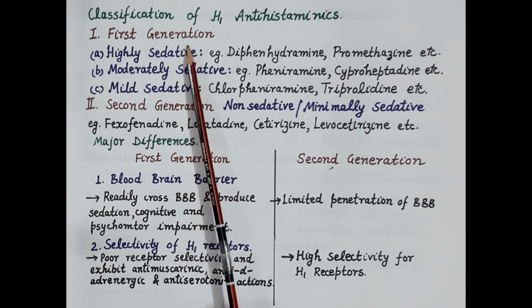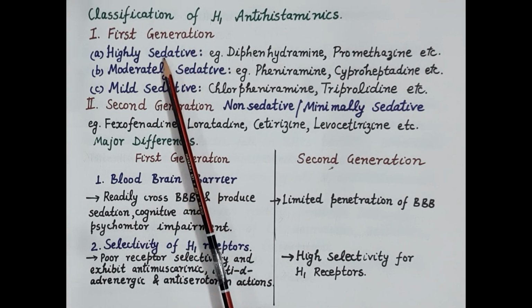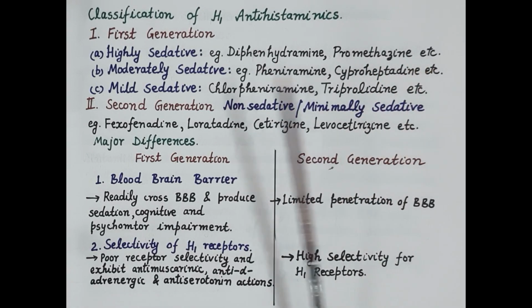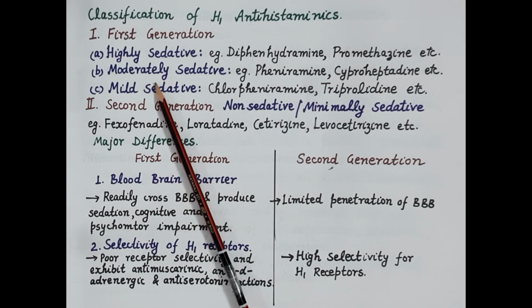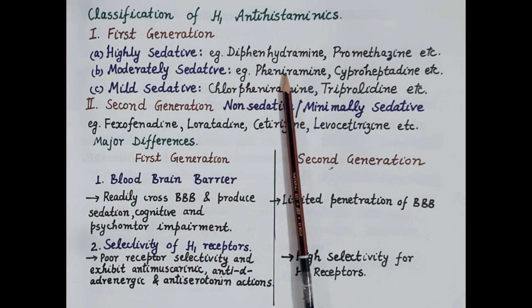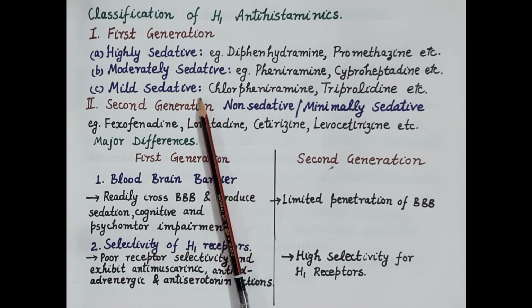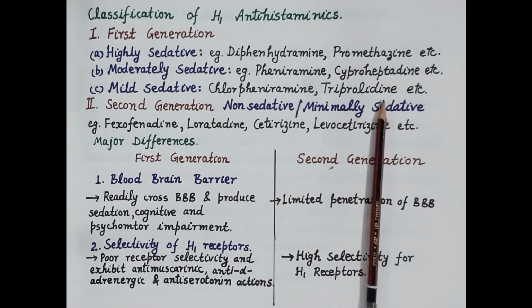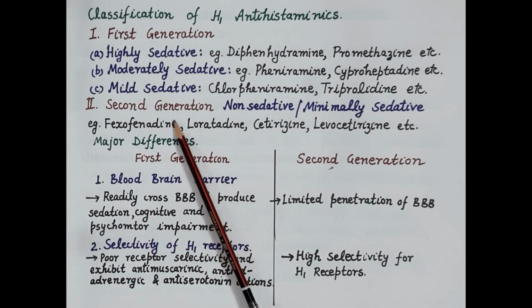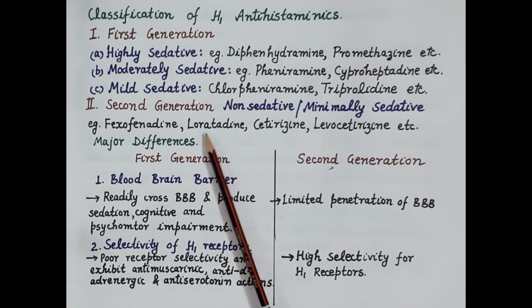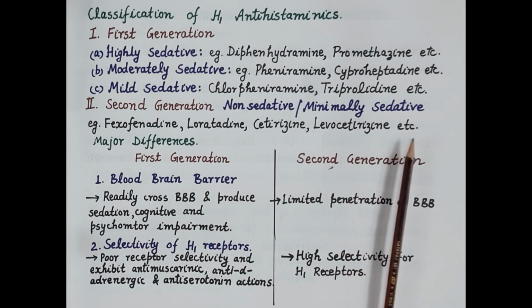So, first generation antihistaminics are classified as highly sedative agents like diphenhydramine, promethazine, etc. Second category of moderately sedative agents like pheniramine, cyproheptadine, etc. Then mild sedatives like chlorpheniramine, triprolidine, etc. Now, second generation H1 antihistaminics include drugs like fexofenadine, loratadine, cetirizine, levocetirizine, etc.